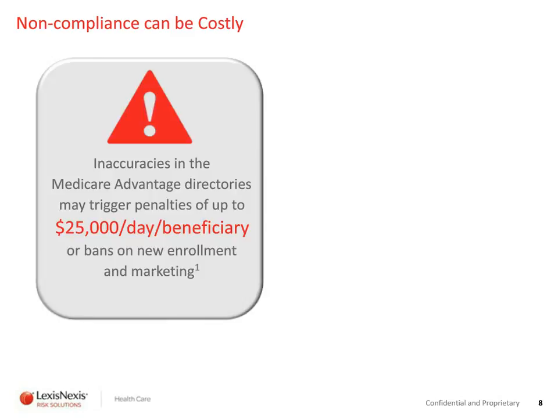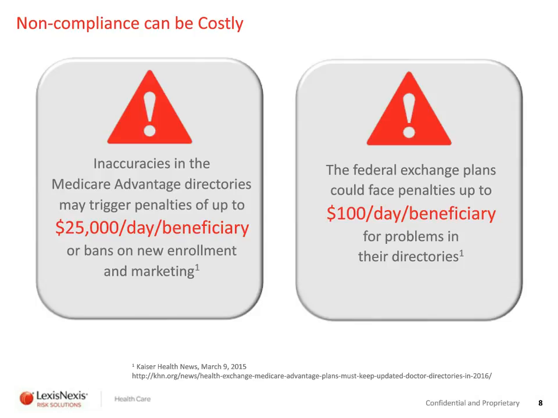So why is this such a concern for health plans today? And why do you need to care about it? Really, it's because the fines are looking to be very substantial. QHPs and standalone dental plans could face up to $100 per day per beneficiary for problems in their directories. Inaccuracies in Medicare Advantage directories may trigger penalties of up to $25,000 per day per beneficiary, as well as bans on new enrollment and marketing. CMS has plans to start spot audits randomly, or as we have fondly heard it referenced in the market, CMS's secret shopper program.